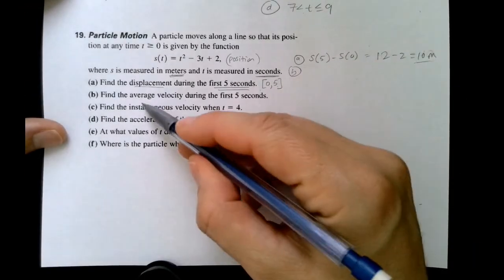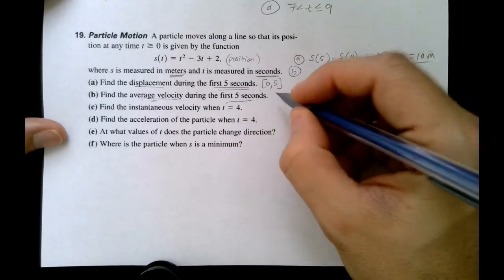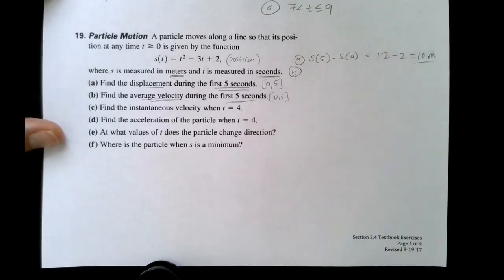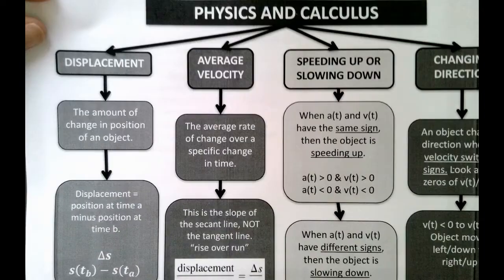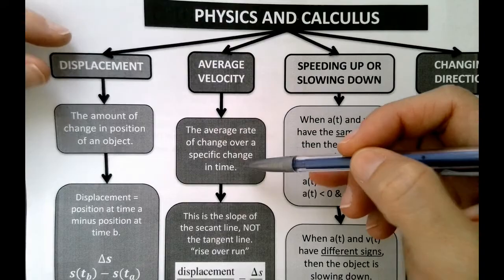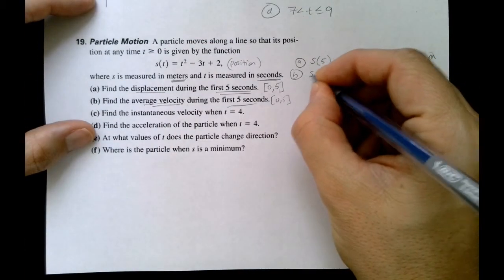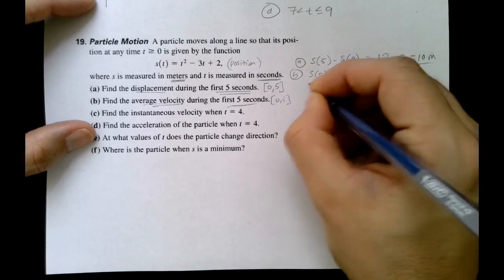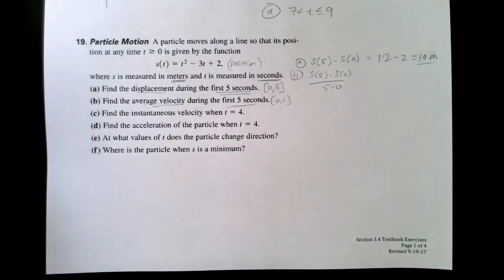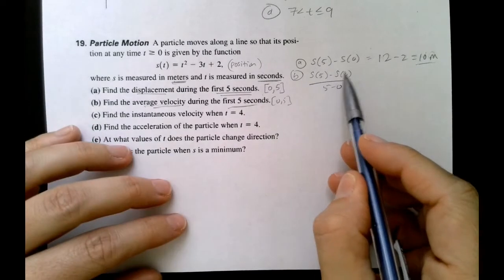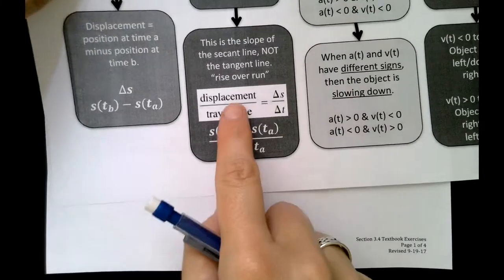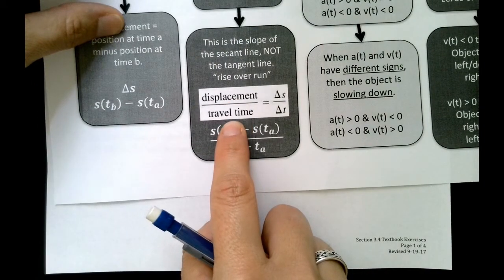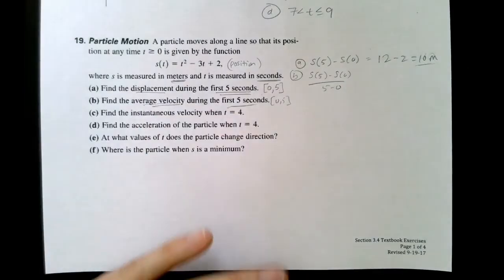B, find the average velocity during the first 5 seconds. Okay, so again, same time interval. Let's go to our tree map. What's average velocity? Average velocity is just the average rate of change over your time interval. So we're basically going to do S of 5 minus S of 0 over 5 minus 0. Well, good news is we already figured out what this is, right? Because see how that's just displacement? That's really why, check this out, it's just displacement divided by your travel time. So it's displacement divided by time.